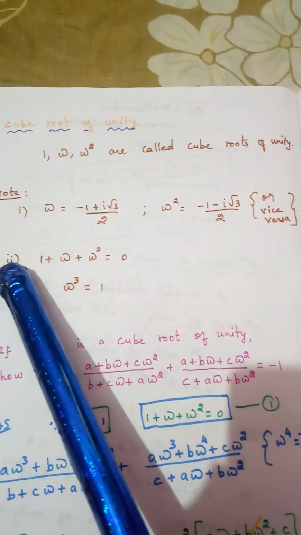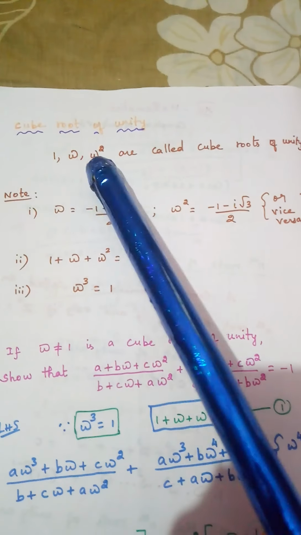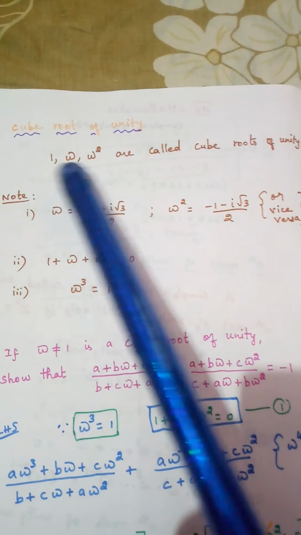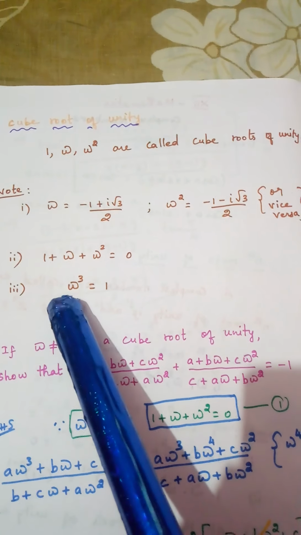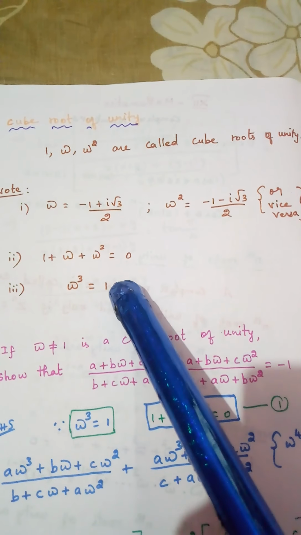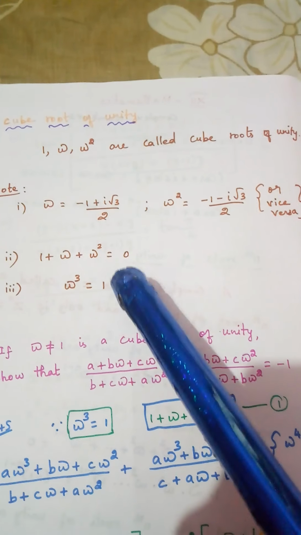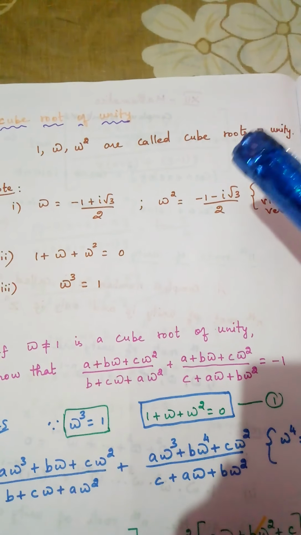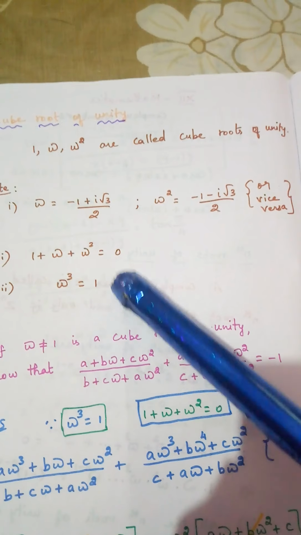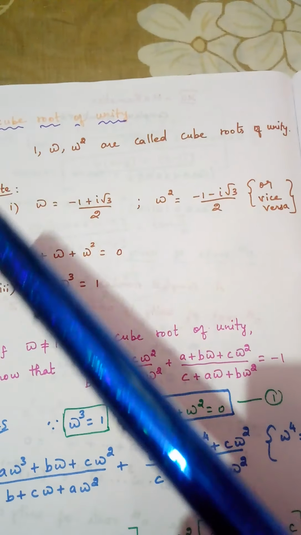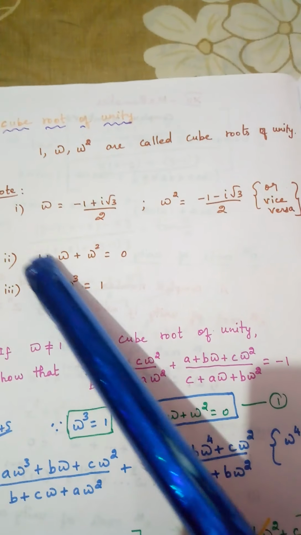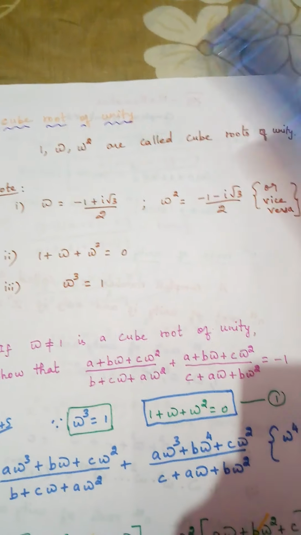Okay. The second condition is if we add the three roots, the answer will be 0. And the final result is omega power 3 is equal to 1. Again I repeat, even in the nth root of unity, omega power n is equal to 1, here it is omega power 3 is equal to 1. There the sum of all the roots is 0, here also the sum of all the roots is 0.